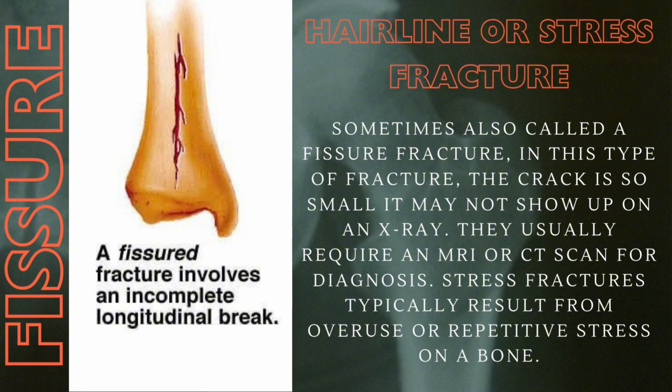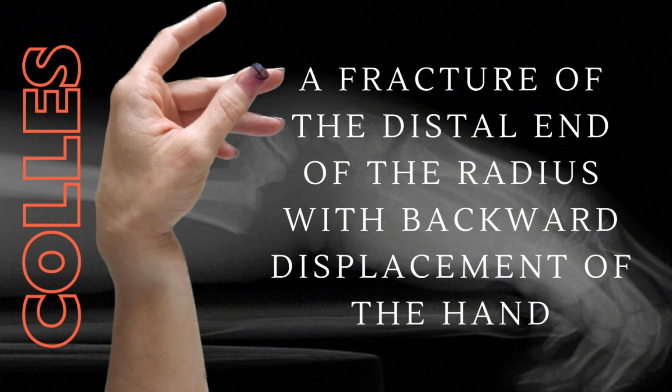Next, we have the Colles. Colles, a fracture of the distal end of the radius with backward displacement of the hand. So what is a Colles fracture? A Colles fracture is a type of broken wrist fracture. It's also called a distal, away from the center of the body, distal fracture with dorsal angulation, dorsal, an upward angle. So a Colles fracture is a very painful and serious injury.